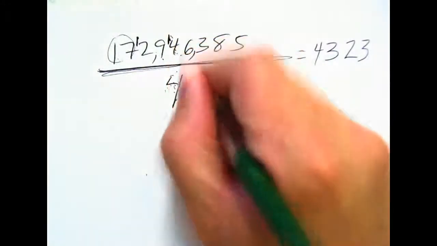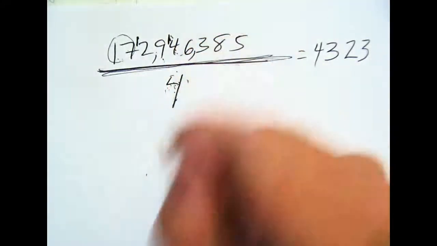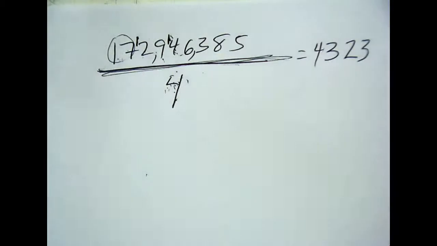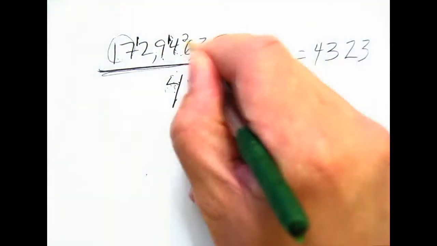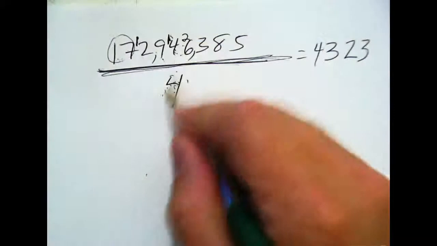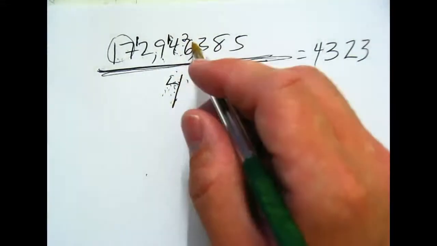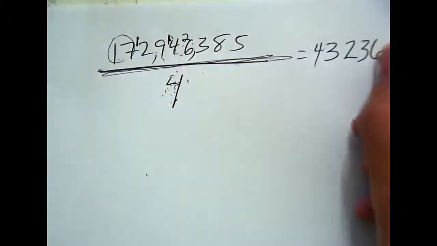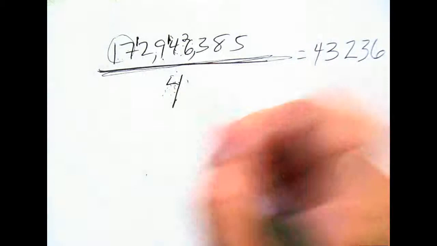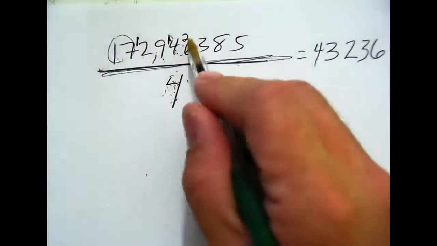2. Where does the 2 go? Everyone put it on your paper where it goes. Don't wait for me. It goes right there. What number did we form? 26. 4 into 26, how many times? 6 times. 6 times 4 is? 24. How many left over?